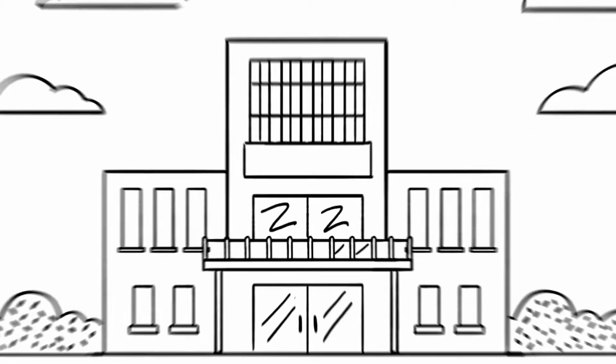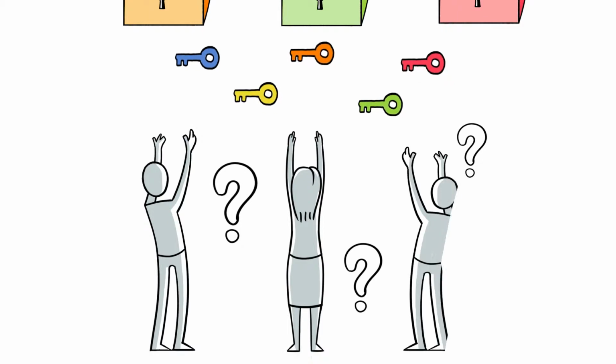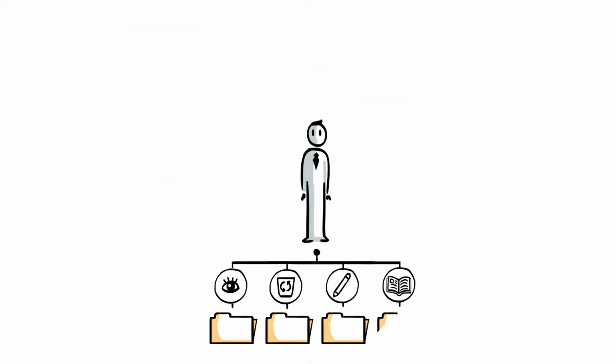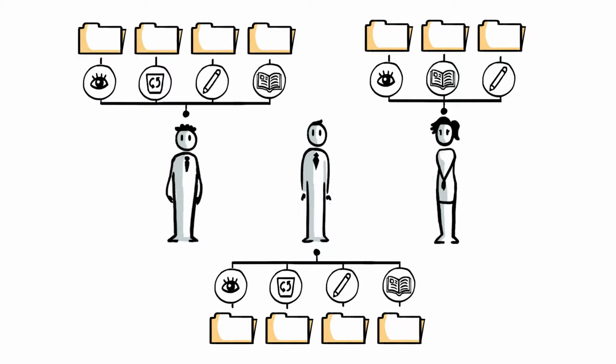Every company requires access permissions. Which employee is allowed access to what? Mark has the following permissions, Melanie this, and Toby has others.